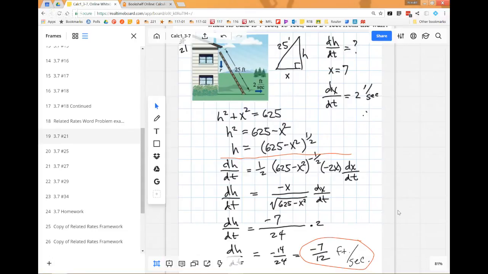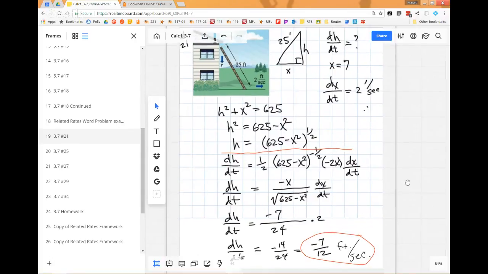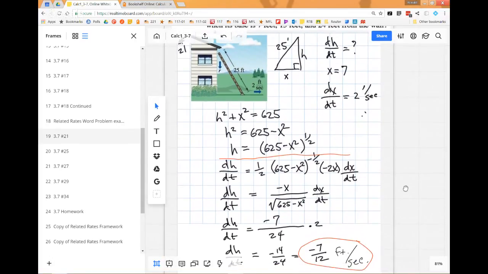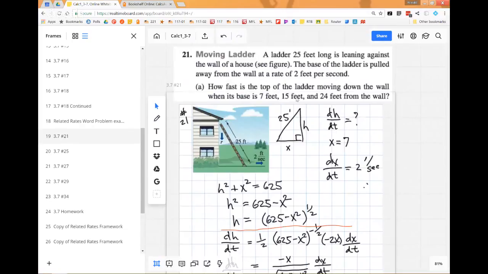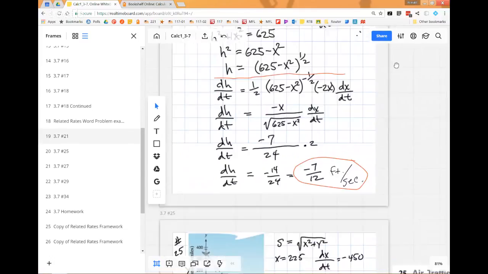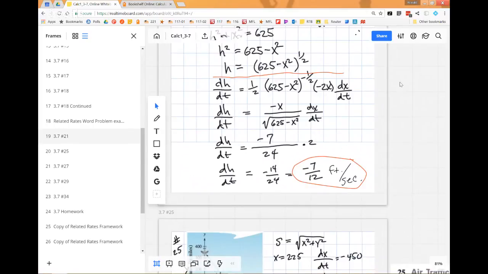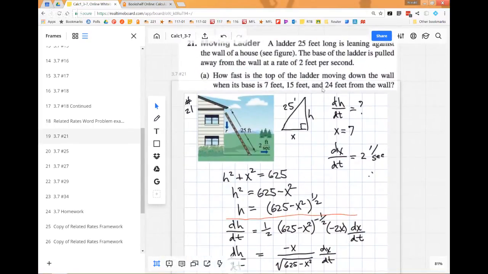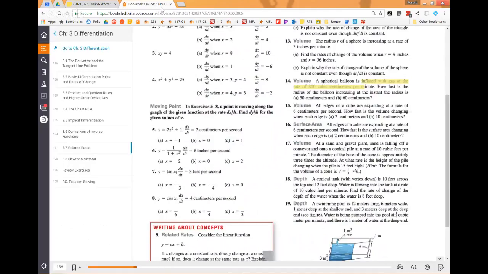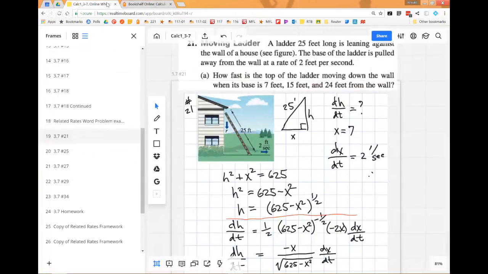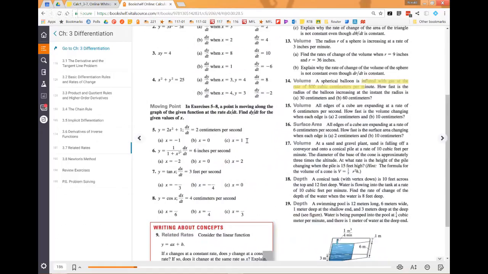What about parts B and C of 21? I'm not going to do those, because the only difference in parts B and C is that in place of x being 7, now you have x equals 15. Do the same thing with x equals 15; you just substitute in a 15 for x. Or do I not have parts B and C? Let me look. What problem were we just doing? That was number 21. Okay, let's take a look.